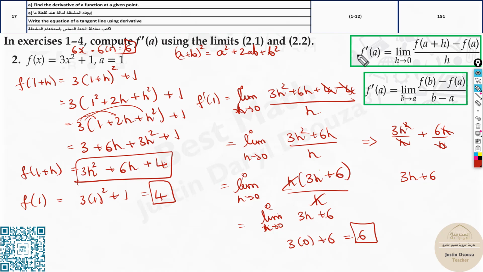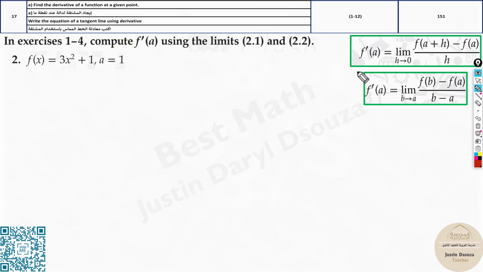So this is using the first formula. What about the second formula? Now I hope this is clear. Let's quickly do the second formula now. Here, I'm just going to write f of b here and f of 1, because a will be 1. It will be 3b squared plus 1, and over here we have 3 times 1, we just now did it, plus 1 equals 4.